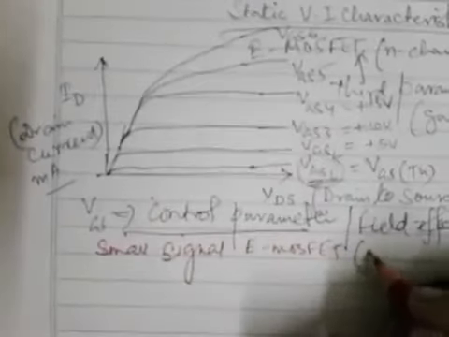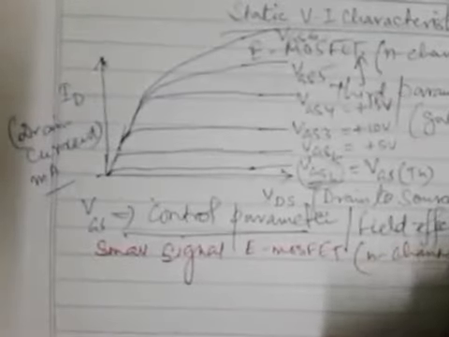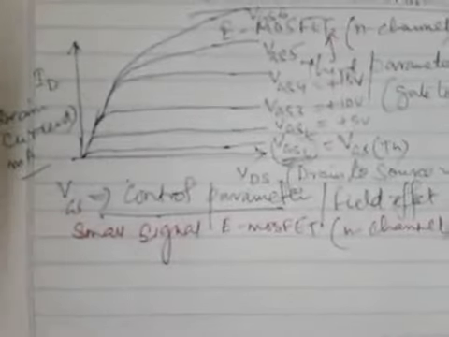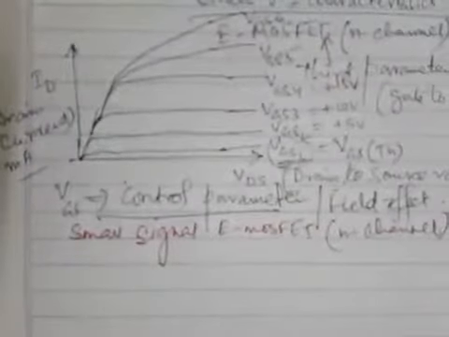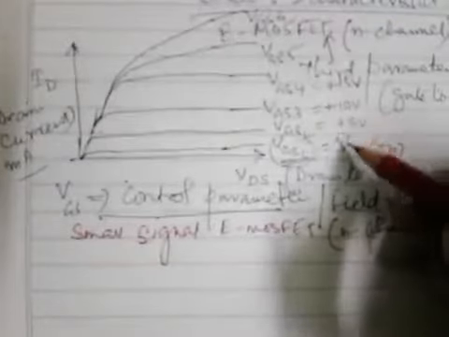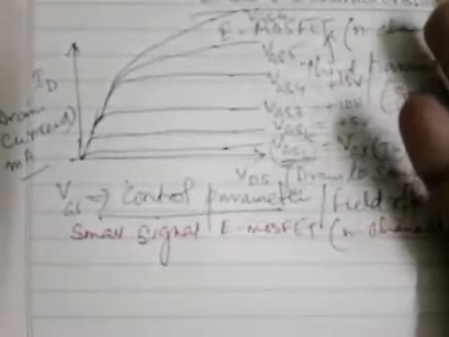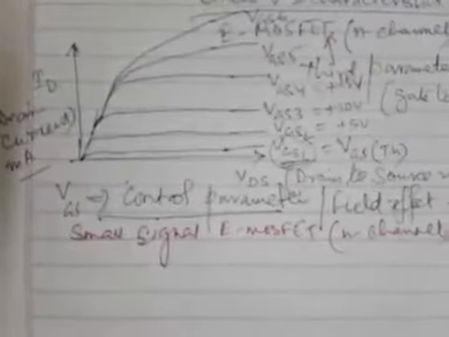Obviously this is for an N channel. Had it been a P channel MOSFET, these voltages would have been negative, that is, the polarity would be opposite. We would go upward with negatively increasing voltage values: minus 5 volt, minus 10 volt, minus 15 volt, and so on. If it increases negatively upward, it is a P channel MOSFET. If it increases positively upward, it is an N channel MOSFET.